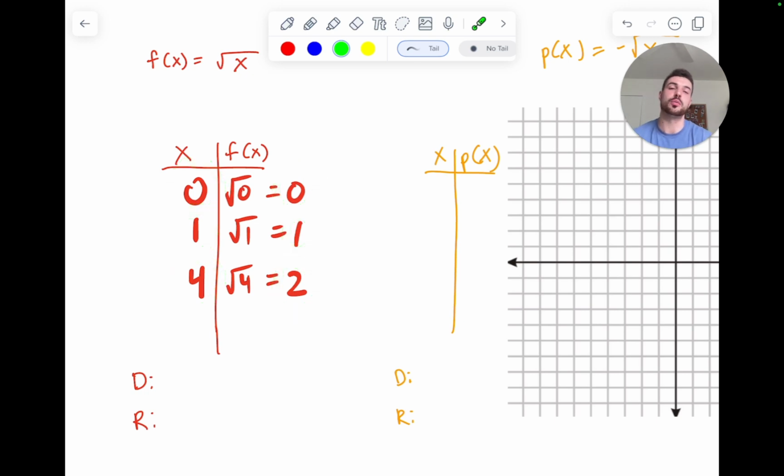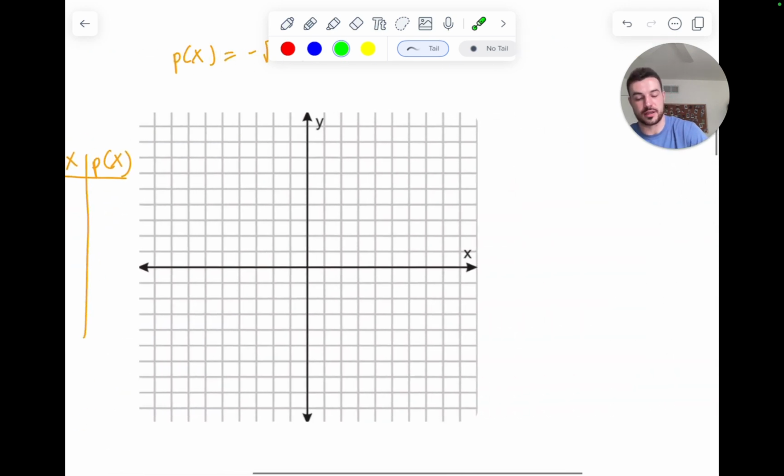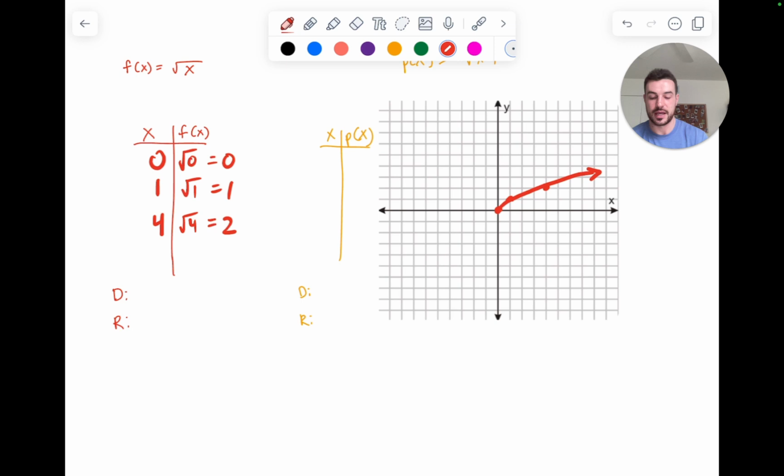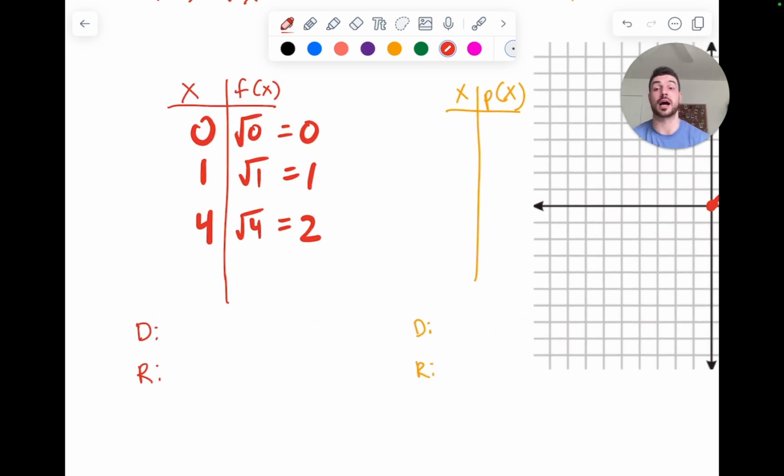And now we could keep going, but 3 points gives a pretty accurate understanding of what this function is going to look like. So I'm going to plot them over here. We have 0, 0, 1, 1, and then 4, 2. And our function is going to continue in that direction. And again, we can't go further to the left because there are no negative values we could plug in for our input. And that actually helps us answer our next part, our domain.